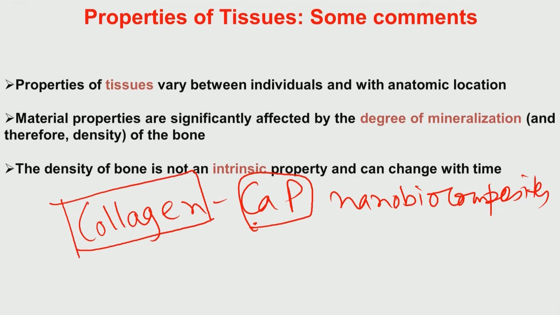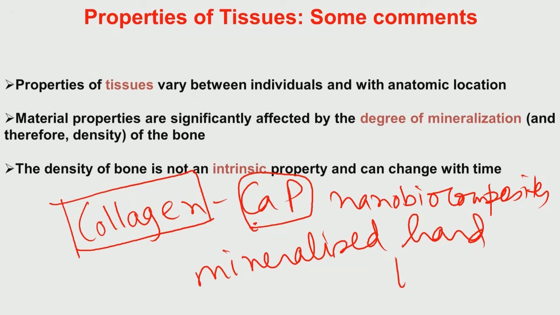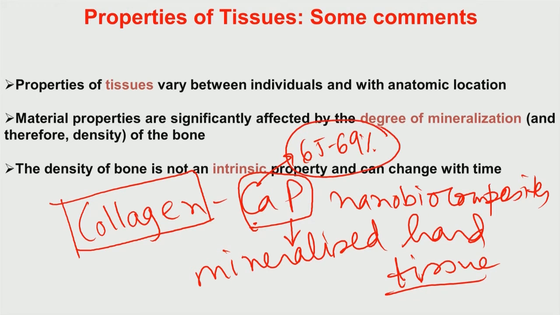Now, since bone is known as a mineralized hard tissue, mineralized hard tissue means the presence of calcium phosphate, which is considered in the materials nomenclature as the mineral content in the bone. So, in a normal healthy bone structure in an adult, typically this is like 65 to 69%, and in older patients normally this mineral content gets lower and lower.